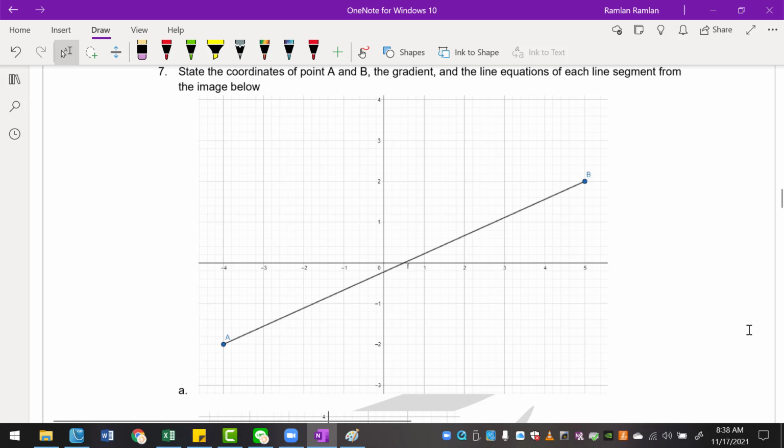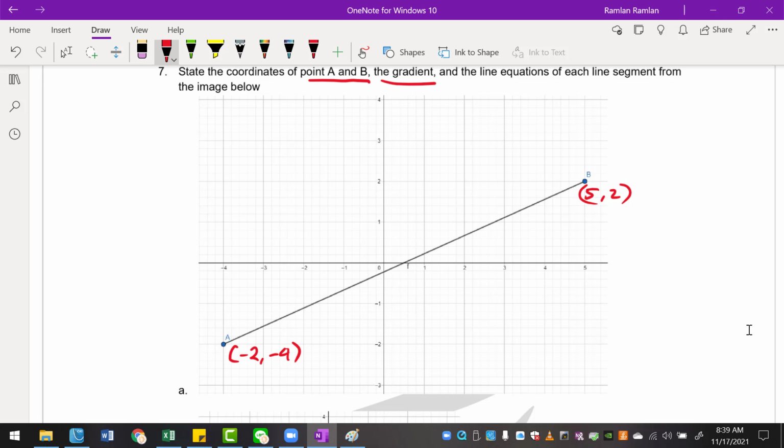Next question, number 7. State the coordinates of points A and B, the gradient, and the line equation. So this is a combination: not just the gradient, but also the points and then the line equation. Let's do that. Point A is minus 2 comma minus 4, and point B is 5 comma 2. That is the first question.